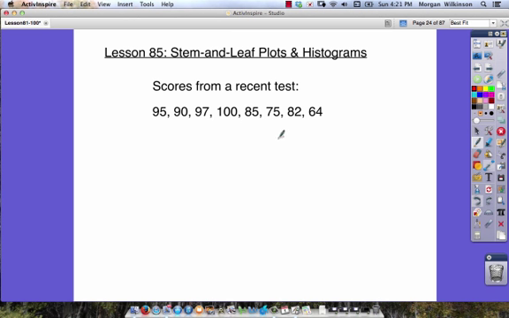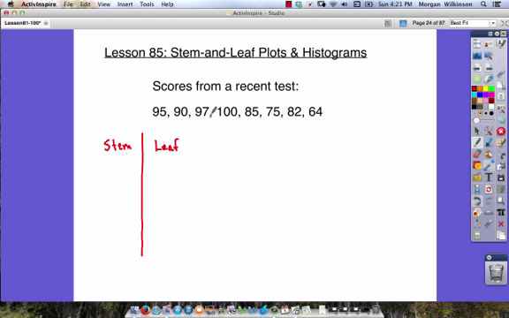So the scores from the recent test, we could show this data in a couple different ways. One way to show this would be using a stem and leaf plot. Now a stem and leaf plot is arranged in two columns. We've got our stem on the left and the leaf on the right. If we think about it like a tree, the leaf is held on by the stem. So it's the same way in a stem and a leaf plot as we work through this.